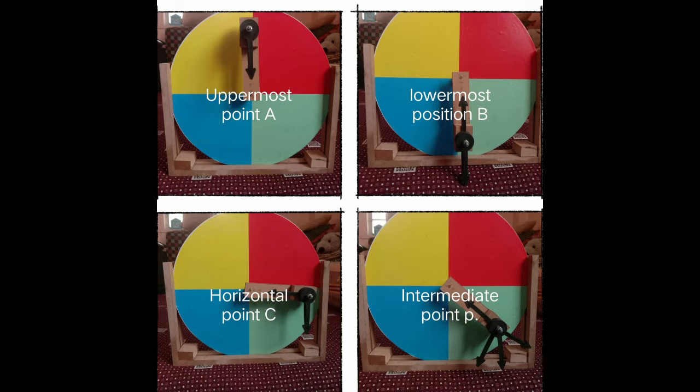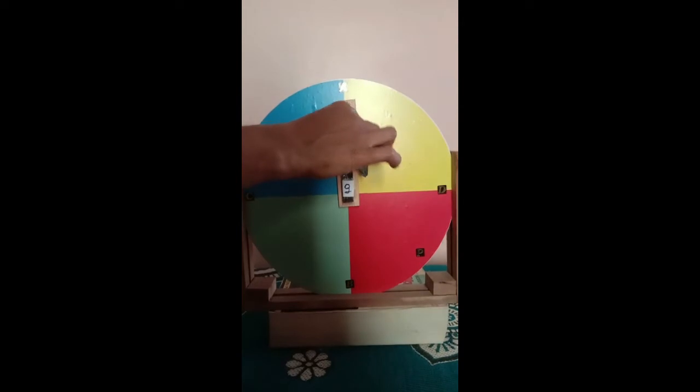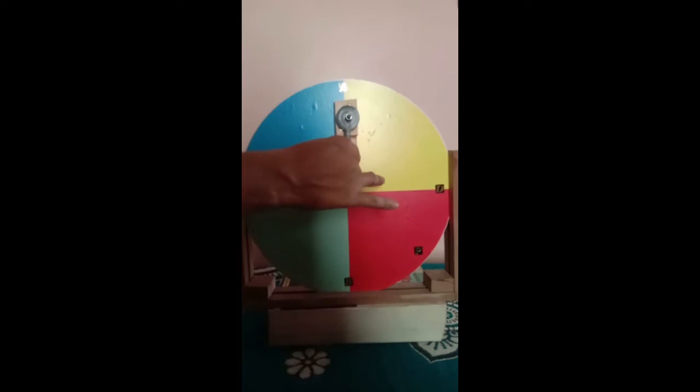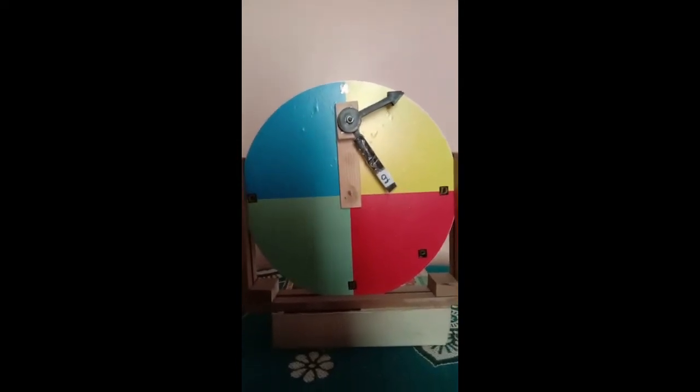Let us try to analyze the forces acting at each point. The vertical circle is divided into 4 quadrants. Let us consider the topmost point of the vertical circle, that is point A. At point A, the tension in the rod acts in the downward direction, that is towards the center of the circle, and the gravitational force is also acting in the downward direction.